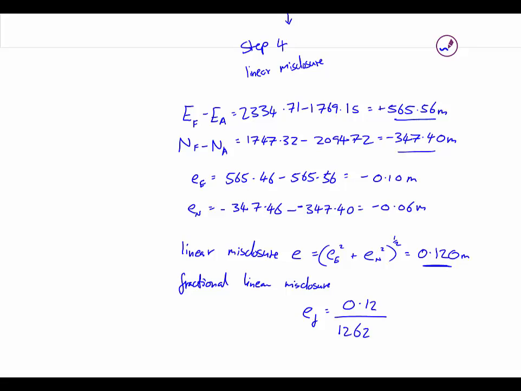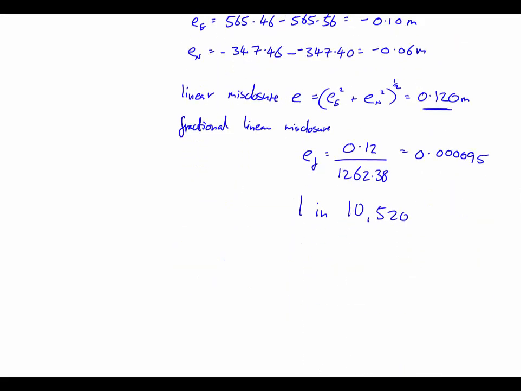So 1262.38 is the sum of the distances. So 0.12 divided by 1262.38. Tiny little number, which isn't much use. It's much better to invert that and express it as 1 in 10,520, which is I'd say a general accuracy. That's okay. It's not bad.